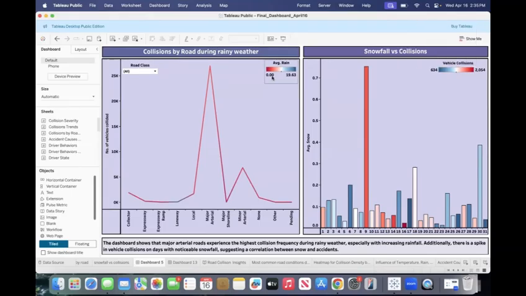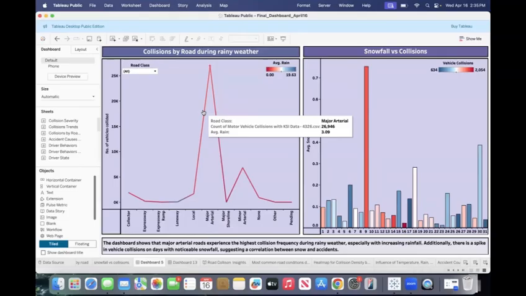So let me begin by explaining the first chart, collisions by road during the rainy weather. This is a dual axis line chart that plots the number of vehicles collided on the y-axis, and the x-axis categorizes the data by the road class. The red line here represents the average rainfall, while the black line shows the collision count.